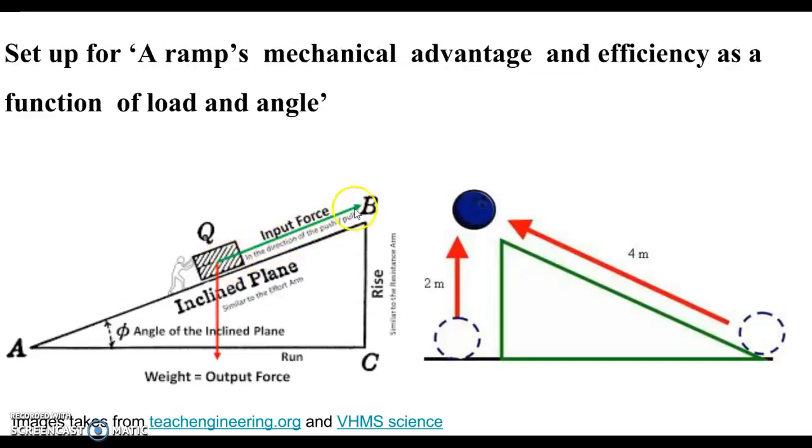This green arrow represents the input force. This little guy is pushing the load. We're actually going to pull it with a spring scale. This red arrow represents the weight, so you simply hang the load, and that's called the output force or the load. The height of the ramp is called the output distance, so 2 meters in this diagram, and the input distance is the length of the ramp. In this diagram, 4 meters. So with those 4 measurements, you can do all sorts of interesting calculations.